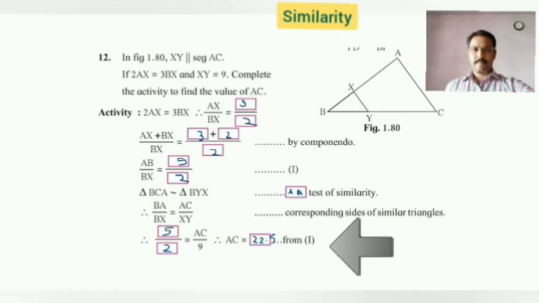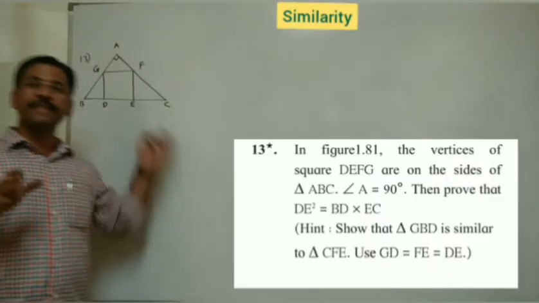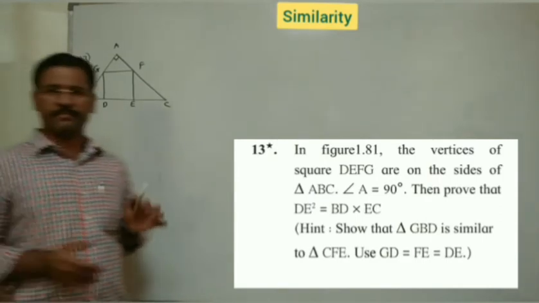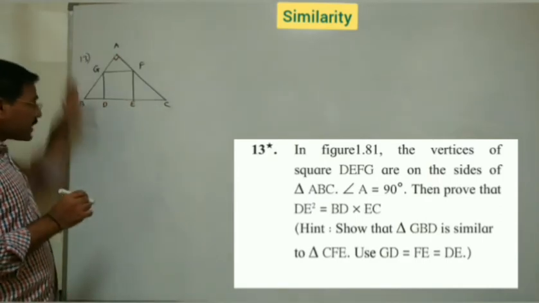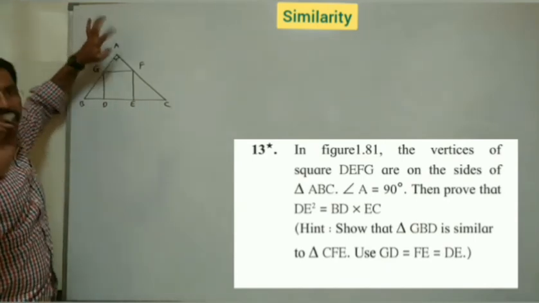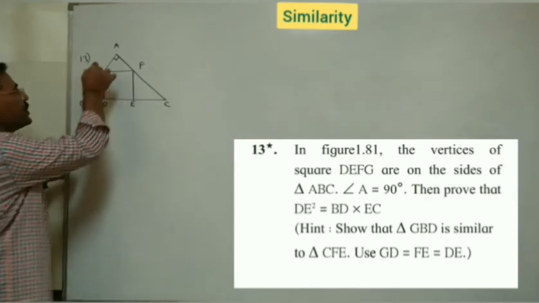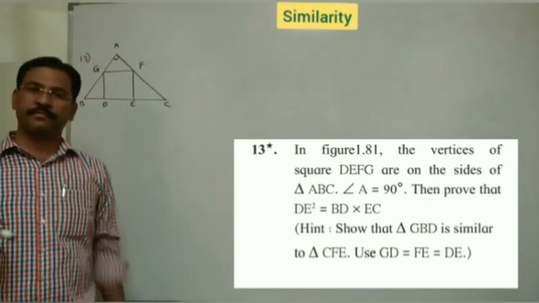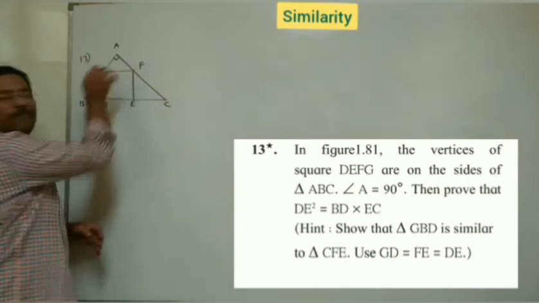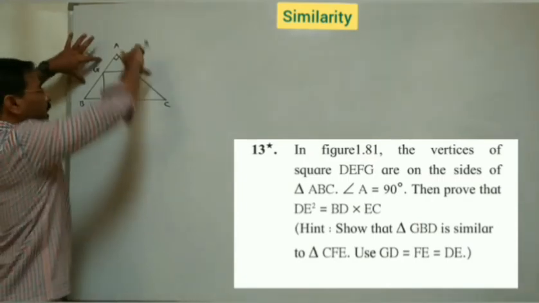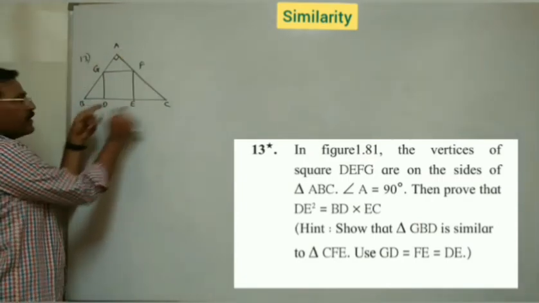Okay, like this we can solve the example of the activity. Understand? We'll take the next one now. See here, this is the second last, 13th one, or I think the last one. Okay, see first. In this particular figure, what is given to us? This is the angle A, which is a right angle. And GDEF are the vertices of a square. Means this particular quadrilateral is a square. Their vertices lie on AB, AC and BC, like this.